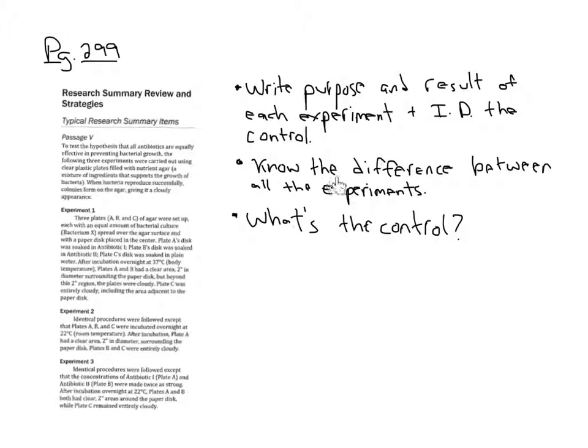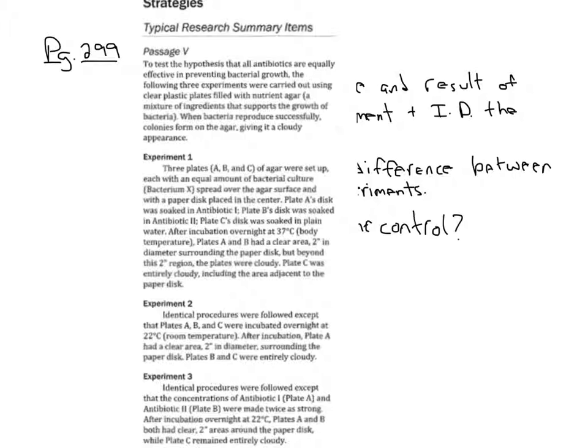Second thing is know the differences between all the experiments. I'll show you again how I would do this. And number 3, label anything that's a control variable. Okay, so what does this look like? So let's start by reading, and I'll mark it as I would if I were taking the test.